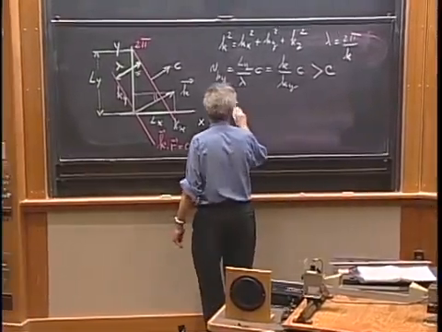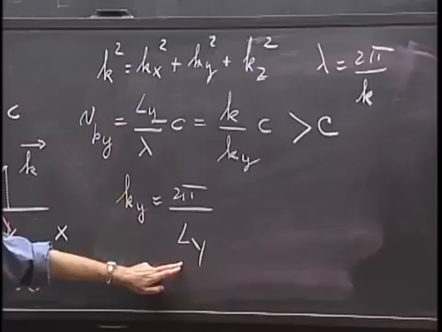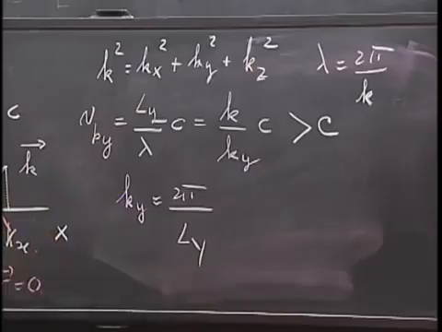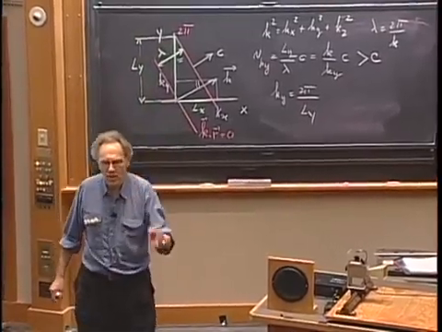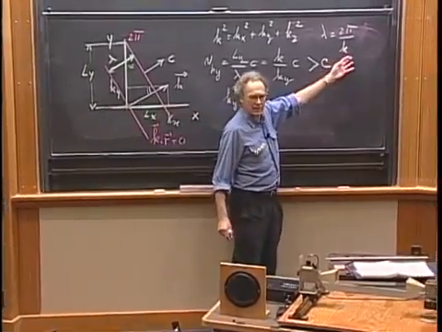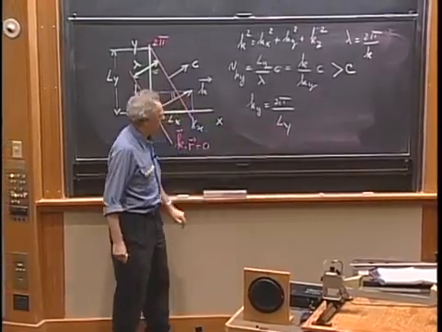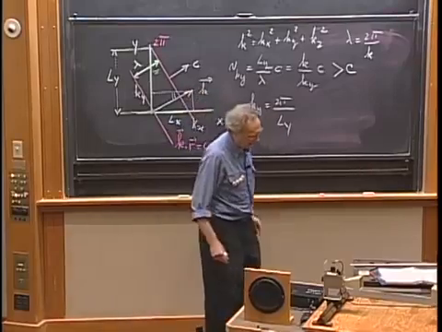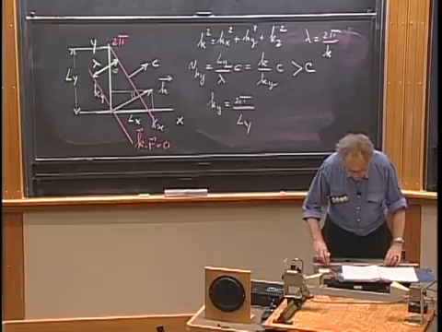ky is 2 pi divided by Ly. I refuse to call Ly lambda of y. I don't want to have to think in terms of a wavelength in this direction, a wavelength in this direction, and another wavelength in that direction. For me, there is only one wavelength, and that wavelength is 2 pi divided by k. So I refuse to call this lambda of y. But ky is 2 pi divided by that Ly. And you can do the same, of course, in the x and in the z direction.